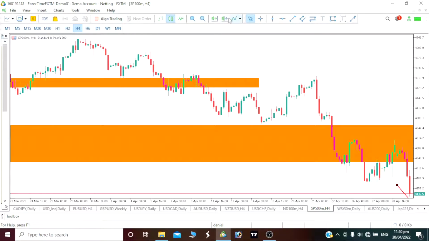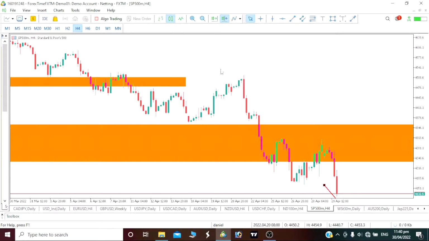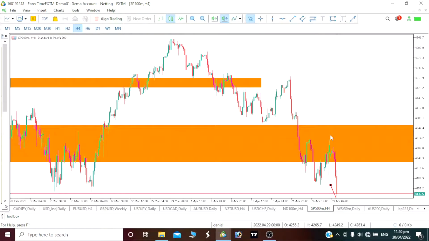On our 4 hour time frame, we are still having that sell. So we want to see our sell down a little bit before we take our buy on our S&P 500.